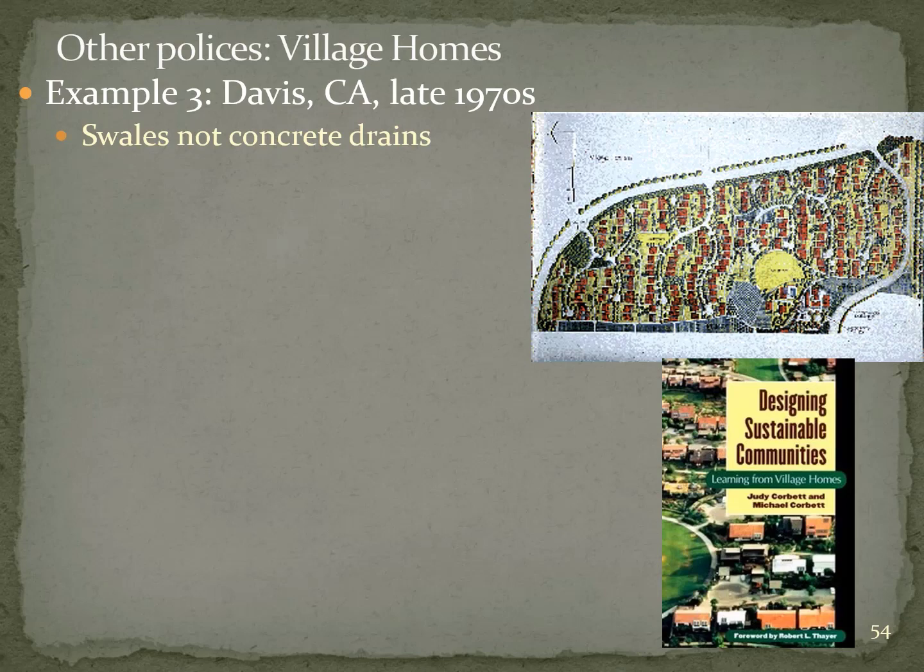Some of the things they did in the Davis Village homes, instead of putting in concrete drains for water management, they use swales. So swale, basically like a grassy depression or little irrigation ditch. And so you don't need the concrete. It's also more aesthetically pleasing. There's less heat creation, and it's more environmentally friendly. It also helps with water conservation. The water can be reabsorbed into the ground and the grass and the soil instead of running off into the sewer system.